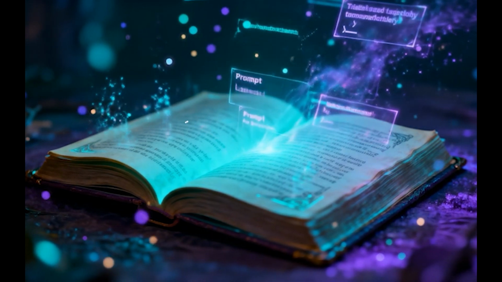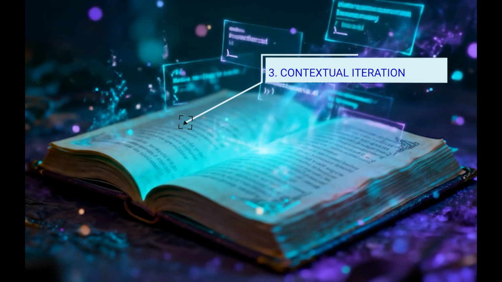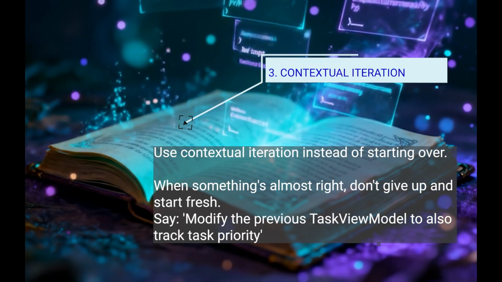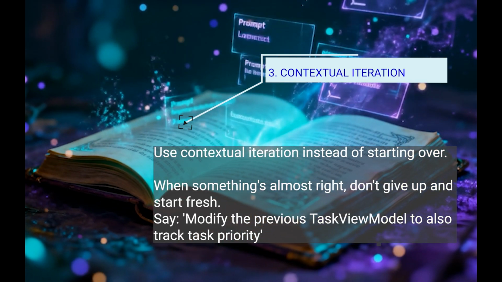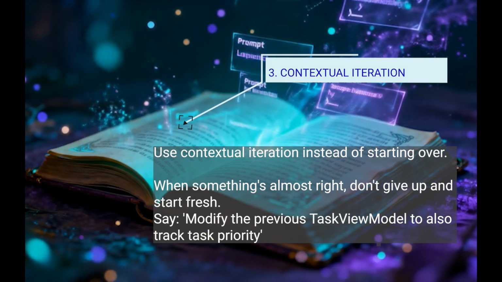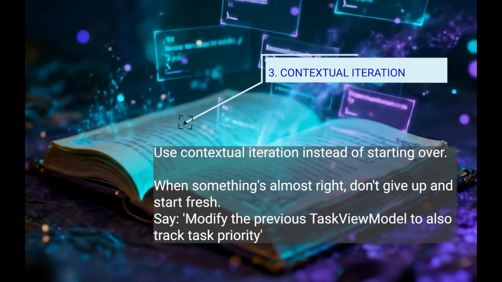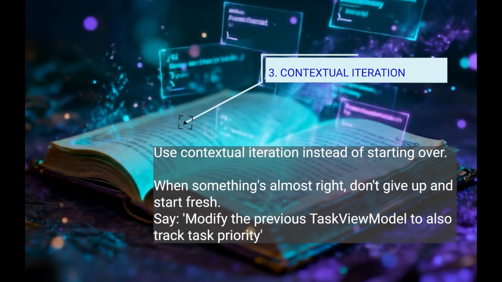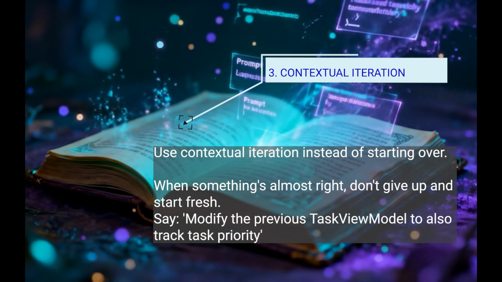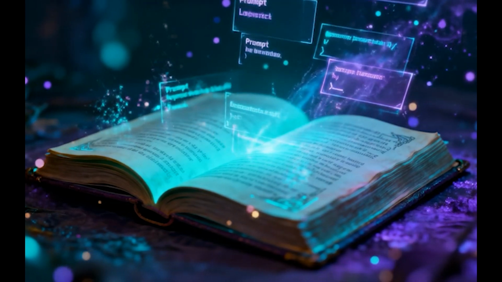Prompt 3. Use contextual iteration instead of starting over. When something's almost right, but it's not perfect, don't give up and start fresh. Say modify the previous task view model to also track task priority. Cascade or Claude Code, all the AI agents remember context. It'll update your existing code instead of rewriting everything. This saves massive amounts of time and keeps your code base consistent.